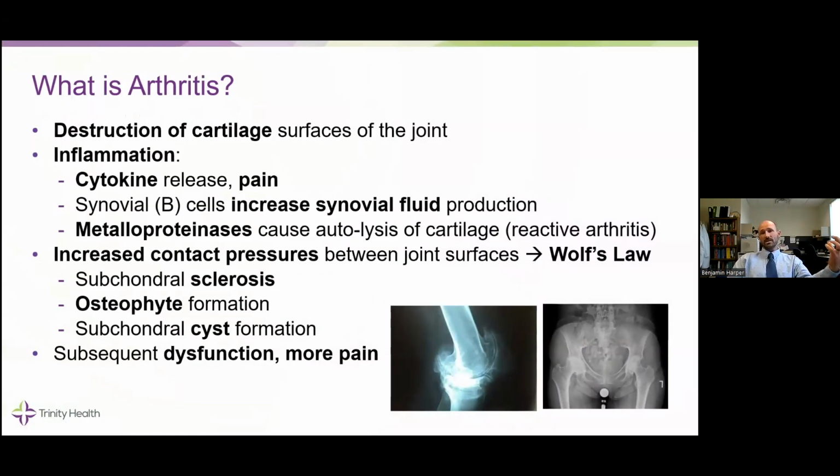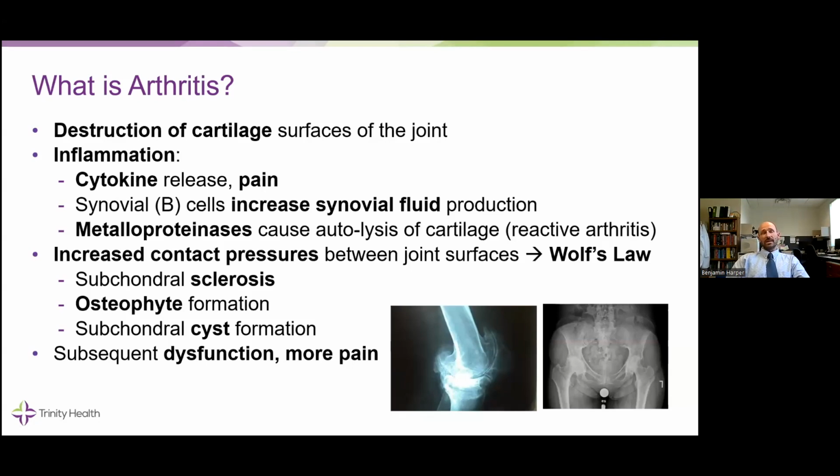Arthritis is a destruction of the cartilage surface of the joints. Now, under the hood, there's a lot of things going on. There's inflammation caused by cytokines that produce pain. A lot of people wonder why their knee particularly swells. The synovial B cells of the joint lining in the setting of arthritis make more fluid. We see that more in the knee because there's not as much soft tissue. Your hip joint also swells, it's just better insulated.